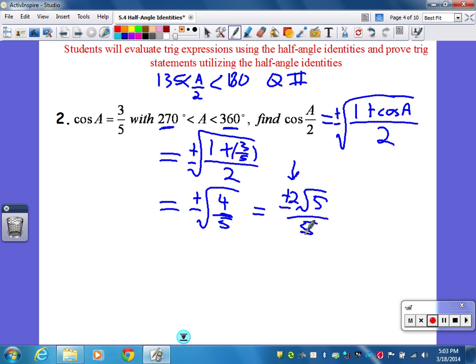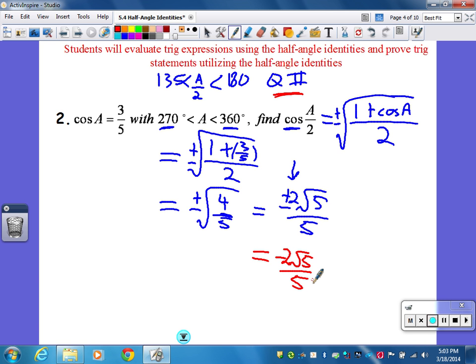Well, now we need to look at, okay, we're trying to find cosine of A over 2, which we're in quadrant, what quadrant are we in? 2, so that's going to be negative. Cosine is negative in quadrant 2, so our answer is negative 2 square root of 5 over 5.